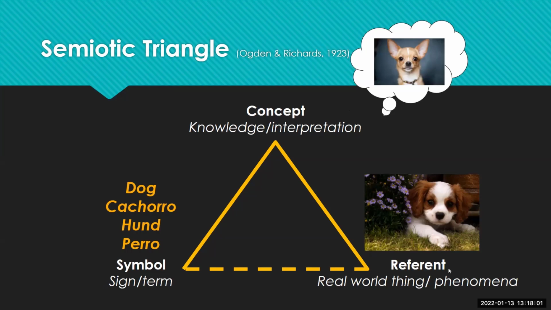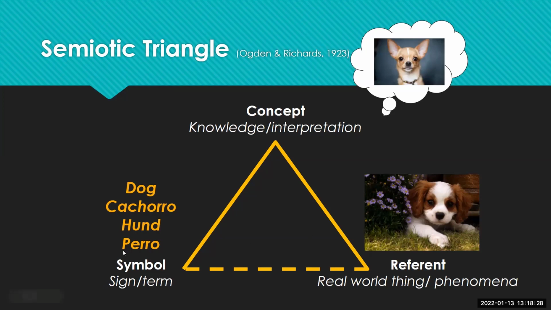So you have the actual object or the real world thing, the dog. There is your knowledge or interpretation, what comes to your mind when I say the word dog. And here's the symbol, which in our case is the word dog. It could be written or it could be the phonetic sound for dog. When I say the word dog, it triggers this concept in your mind that refers to a real world thing.